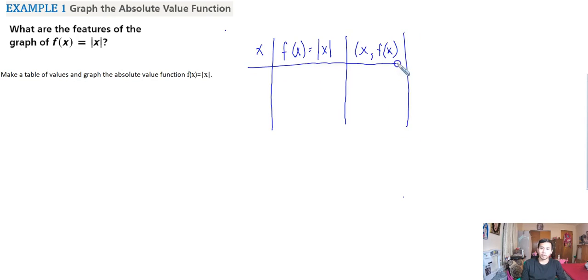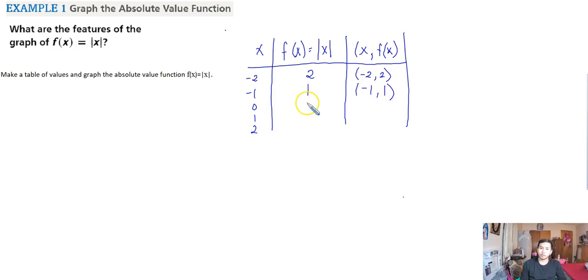So you can choose any values of x. I'm going to choose -2, -1, 0, 1, and 2. If I plug that in, the absolute value of -2 is +2, so you have the point -2, +2. Then the absolute value of -1 is +1, so I have the point -1, +1.